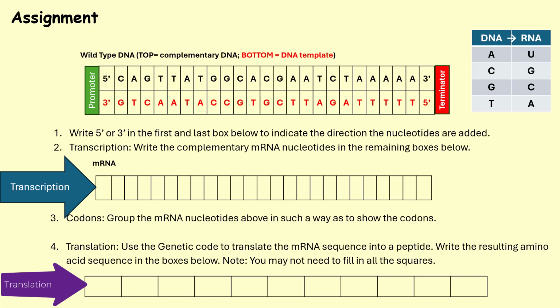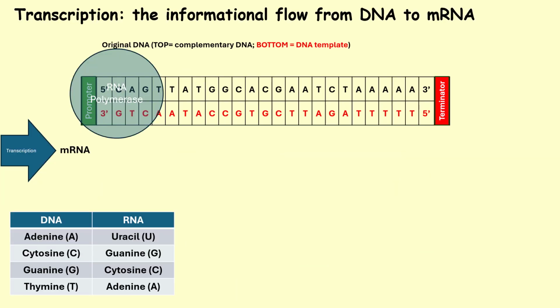The assignment is going to consist of 3 sections. The first section involves the transcription and the translation of a wild-type DNA sequence. It's represented as a double-stranded DNA flanked by a promoter and a terminator. You're asked to start by transcribing the DNA template into a messenger RNA sequence.